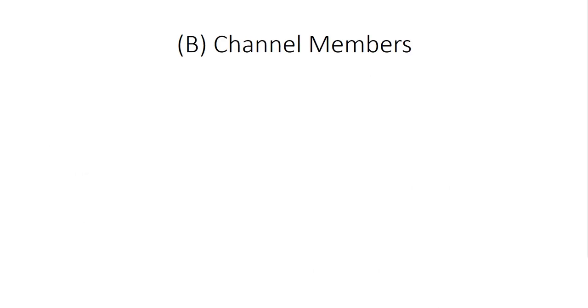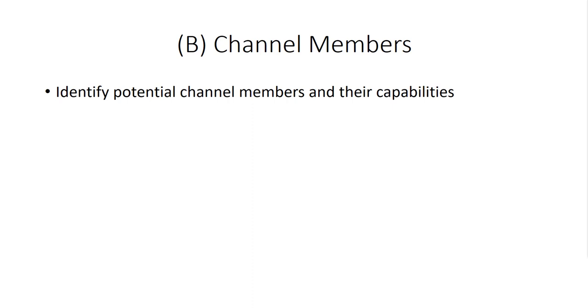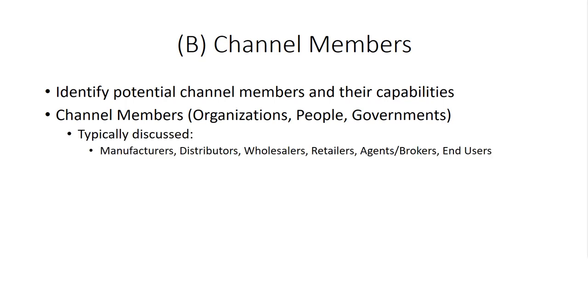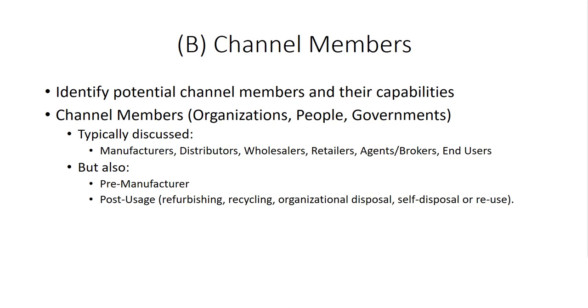When considering channel members, we need to identify potential channel members who can participate in our distribution channel and assess their capabilities. Now, channel members can be for-profit and nonprofit organizations. They can be people, they can be governments. The channel members that are typically discussed are the manufacturers, distributors, wholesalers, retailers, agents, brokers, and end users, which can be business users or consumers. But there are other channel members as well.